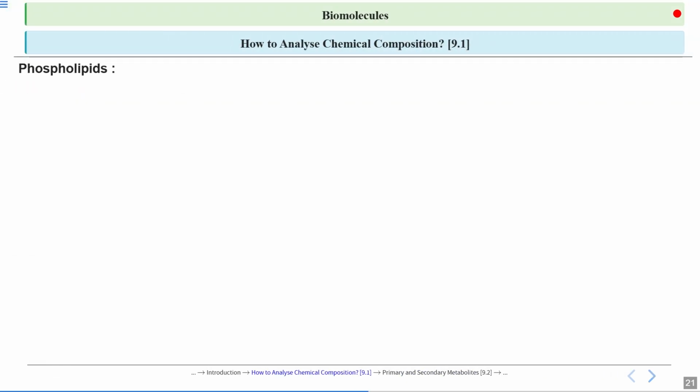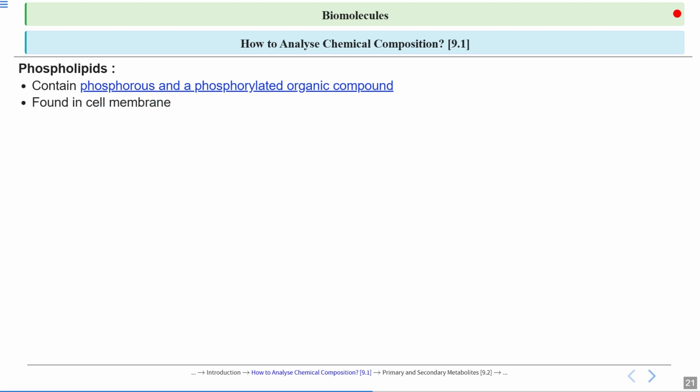Okay, now let's talk about the phospholipids. Obviously, the name phospholipids suggests that phosphorus is present. So they contain phosphorus and a phosphorylated organic compound. They are found in the plasma membrane, or you can say the cell membrane. They are made up of phospholipid bilayers. An example is lecithin. Lecithin is an example of a phospholipid.